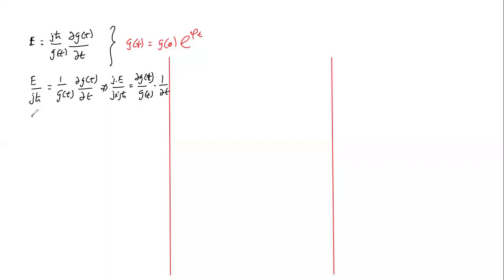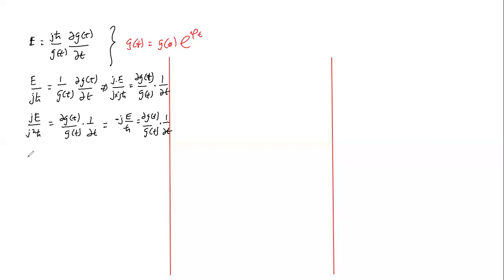So this is going to give us -jE over ħ, which is the same as g'(t) over g(t), that is 1 over g(t) dg/dt. And this is now going to give us -jE over ħ, which is the same as g'(t) over g(t).